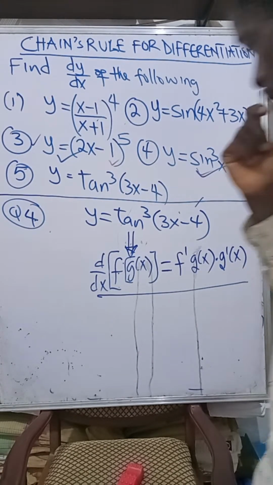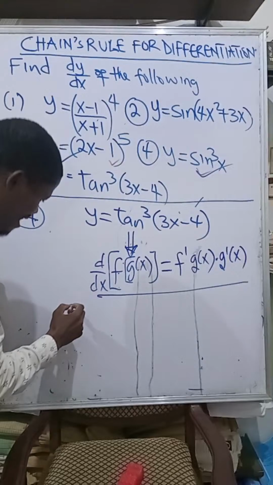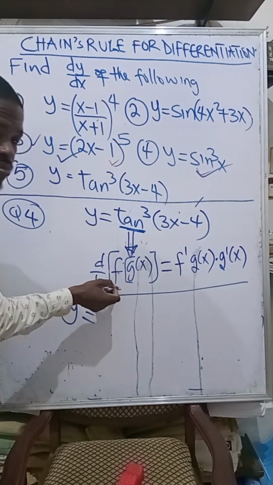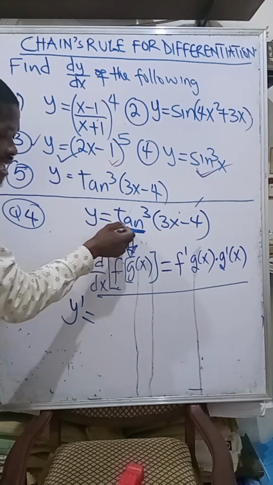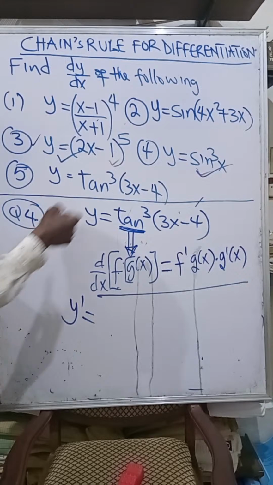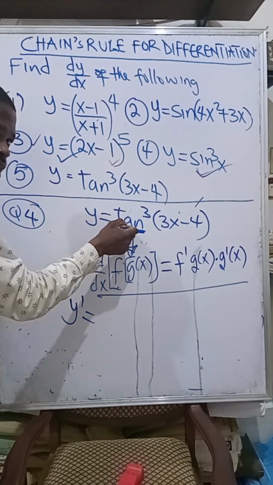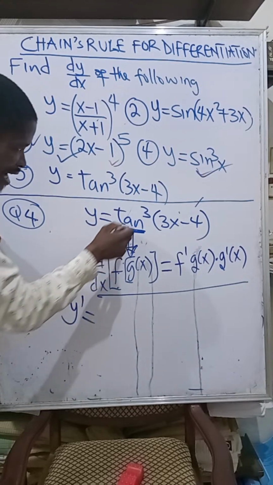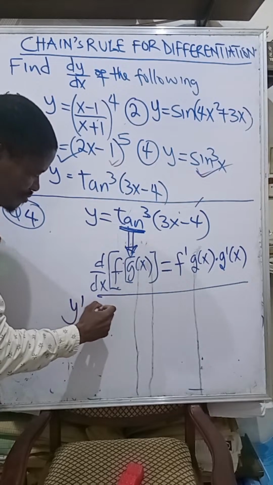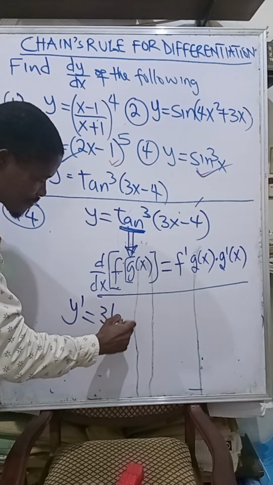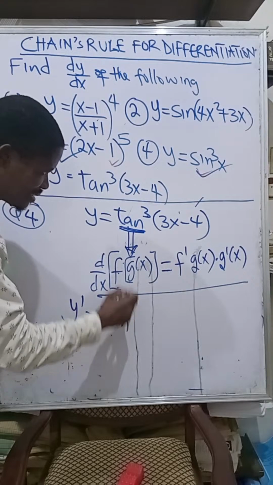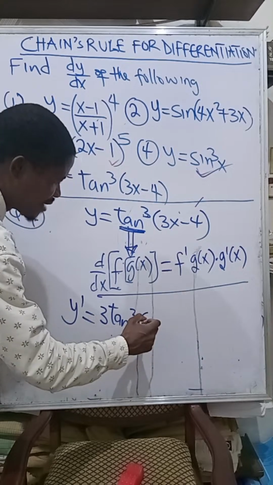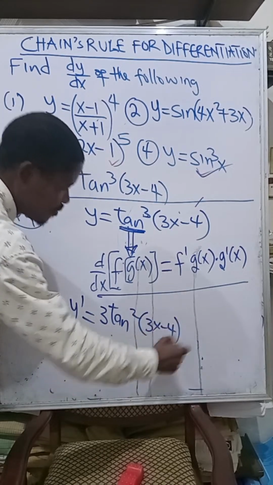We'll solve it in two ways, and the first way, I think the fastest way, is to differentiate. Let's follow this procedure. Differentiate the outer function. Differentiate tan: the 3 will go to the front, then tan to the power 3 minus 1, which is 2. Don't forget the function 3x minus 4.